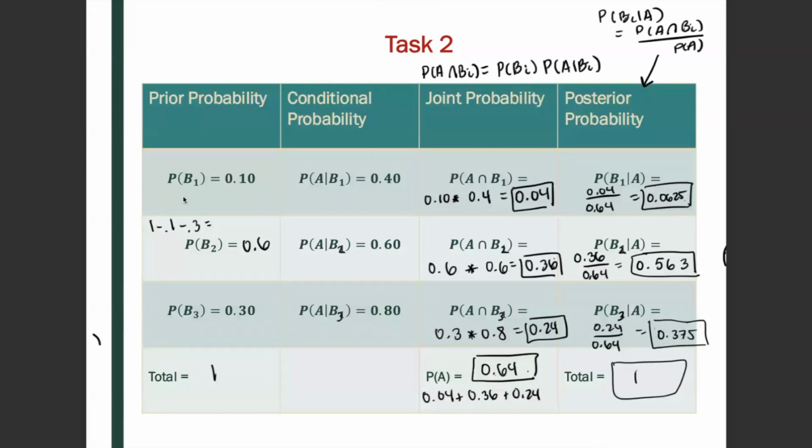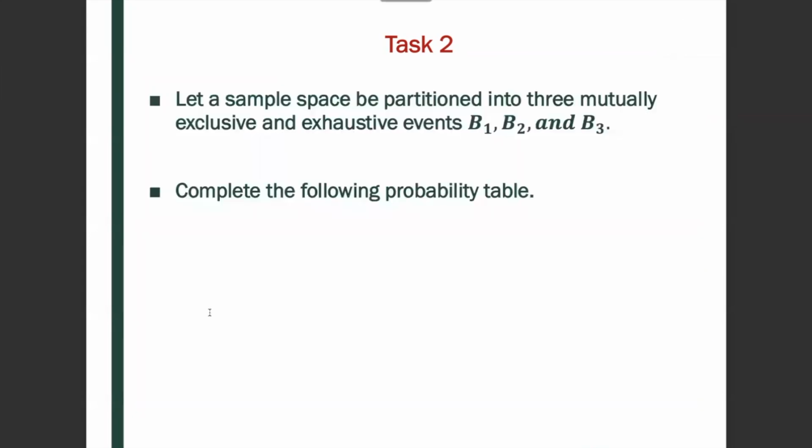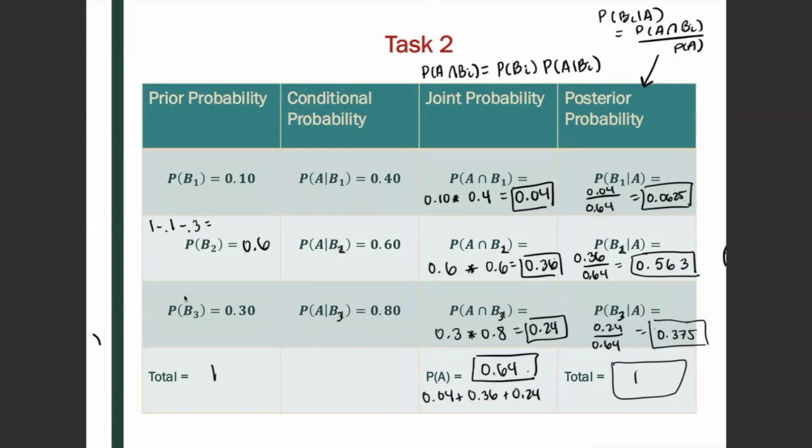So here we have some probabilities that were given to us, and then we need to fill in the remaining. Let's first look at this first column, which is the prior probability. Here we were given that the probability of B1 equals 0.1. We were also given that the probability of B3 equals 0.3. And because we were told that B1, B2, and B3 form a partition of the sample space, that means if you add up all three of their probabilities, you should get a total of 1.